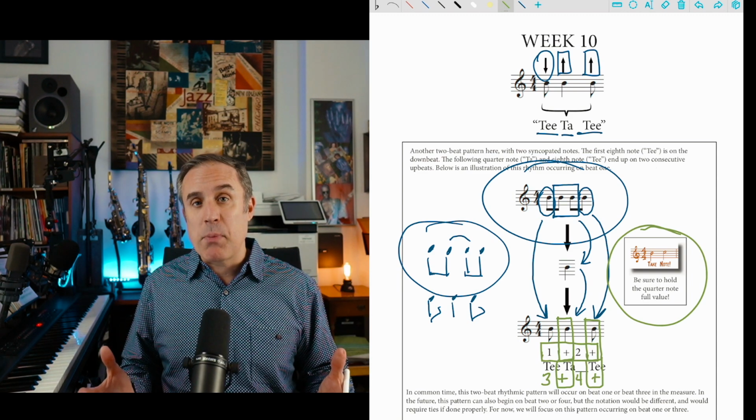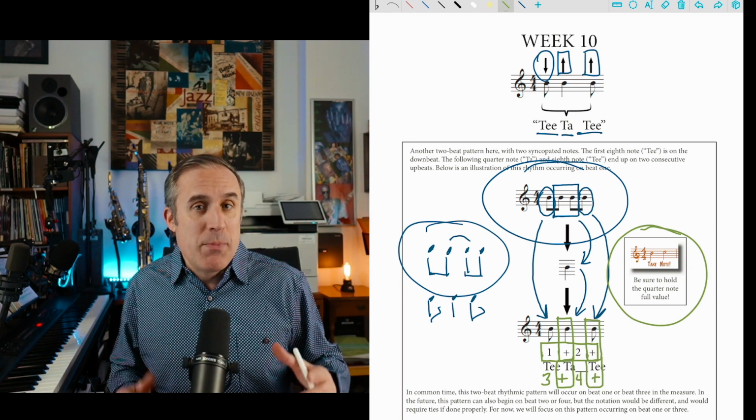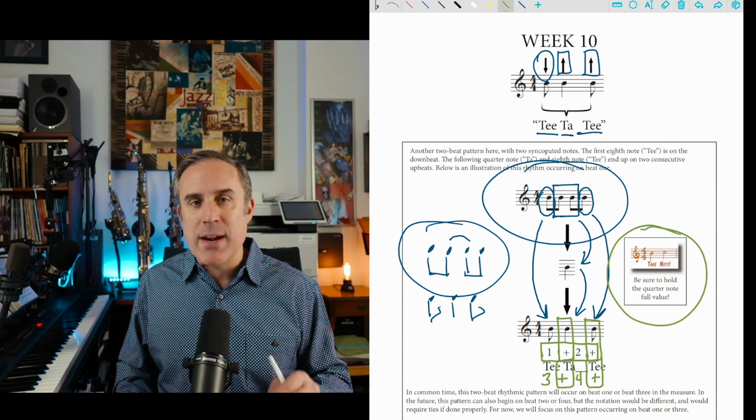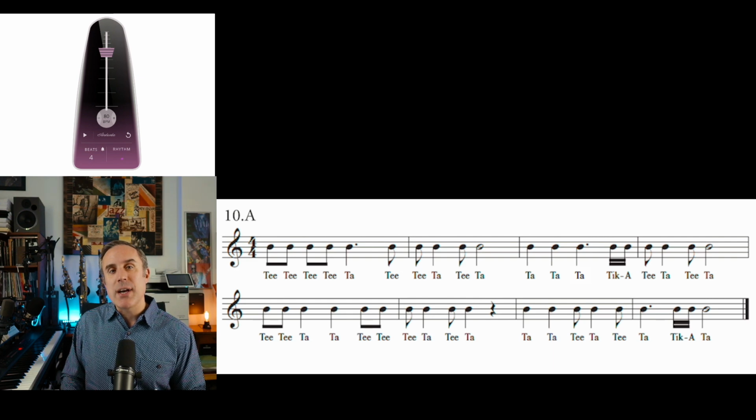Okay, we've gone over this page in great detail. It is now time to go find some of these 2-beat rhythm patterns in our exercises. We're going to go to 10A right now. I hope you'll join me. Let's go. All right, here we are at exercise 10A.